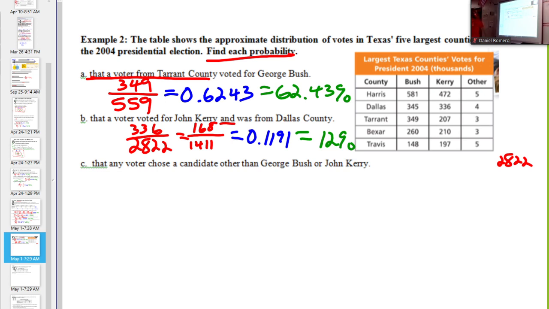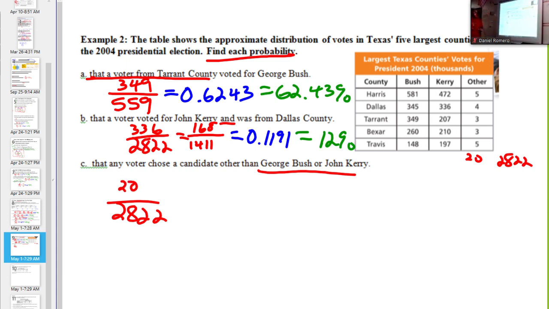Okay. So what is the probability that any voter, so it looks like that's going to be the sample space, chose a candidate other than Bush or Kerry? Okay, so any voter is our sample space, that's that 2822. But what's the complement of Bush and Kerry? Or just add up all the others? 11 and 9 is 20. 20 out of 2822.